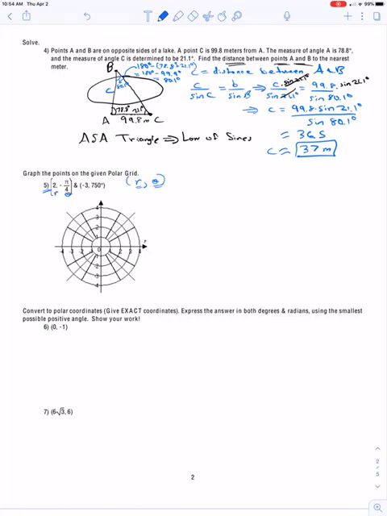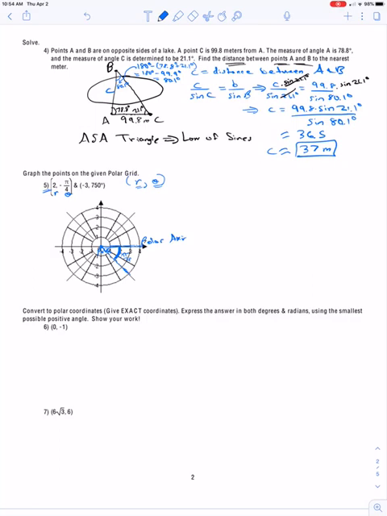Our first step, let's look at the pole. The pole is right here at the origin. And here's the polar axis, the positive side of the x-axis. With that said, we need to rotate negative pi over 4. Negative pi over 4 radians is a rotation of negative 45 degrees, right here in the middle of quadrant 4.